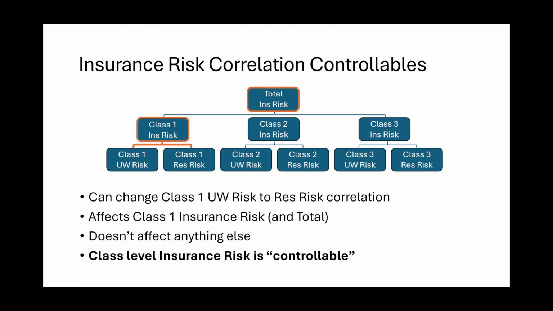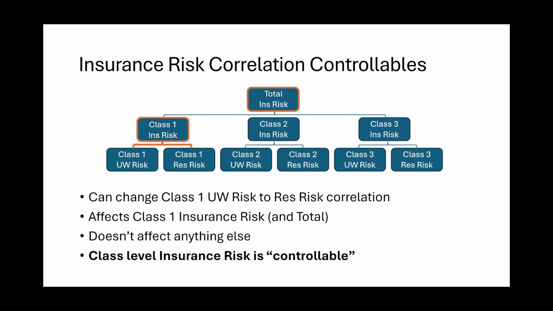Now we've got the total included here as well. It's inevitable that we're going to affect the total result as we move any of these things around. So I'm not really counting that one too much, but really the rest of the diagram is left unaffected as we change this class 1 insurance risk figure.